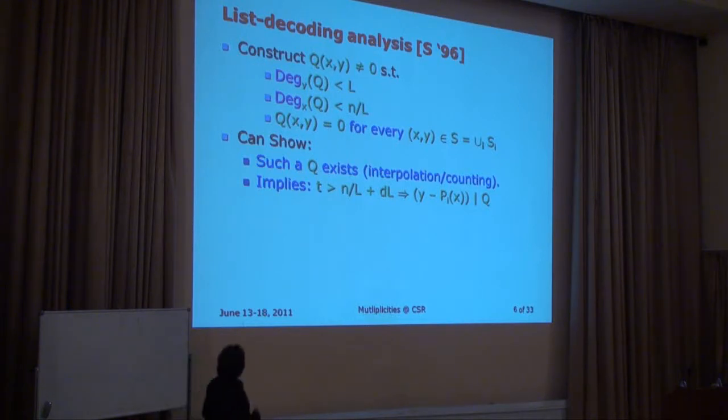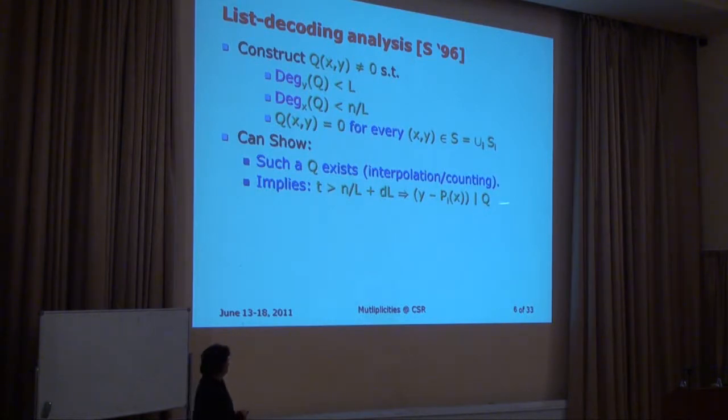And immediately it implies that, okay, if the number of points that we are seeking, and this is an algebraic condition one can prove, I won't prove it today, but it can be proved easily, that if the number of agreements that you have, where yi, yj equals p sub i of xj, if this quantity is very large, larger than the sum of these two degrees, n over l plus d times l, where d was the degree of the polynomial that you're seeking, then you can prove that y minus pi of x, this algebraic function, divides that algebraic function, q of xy.